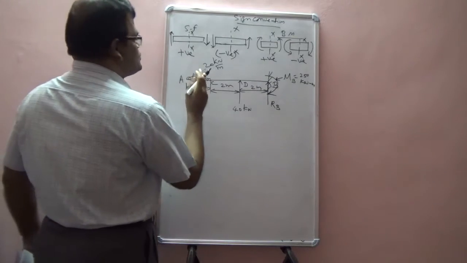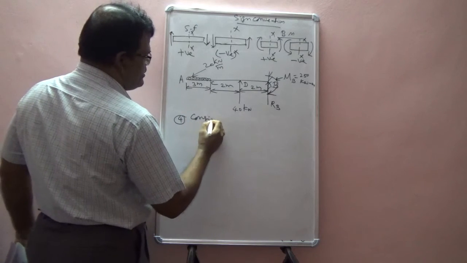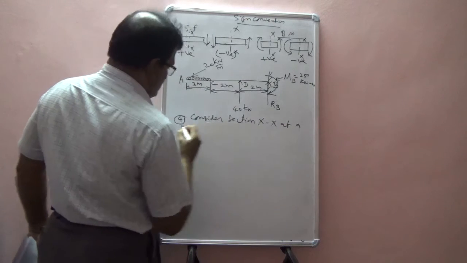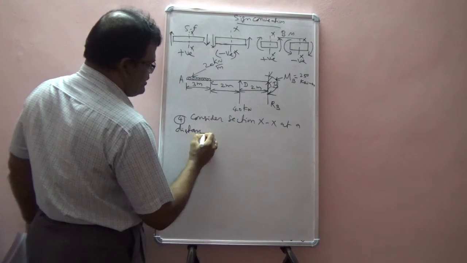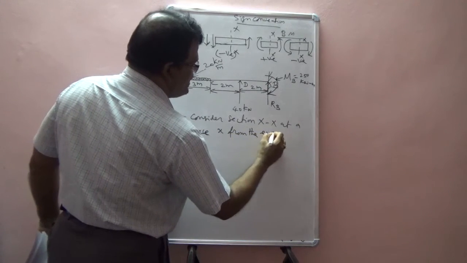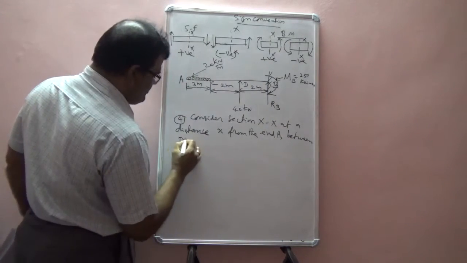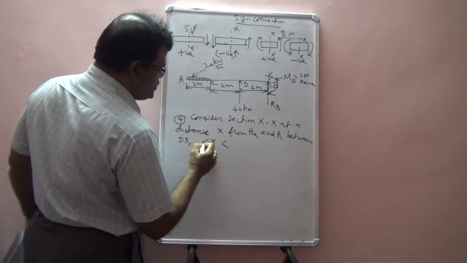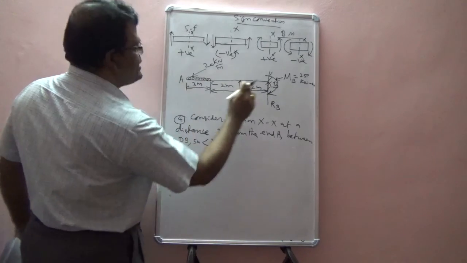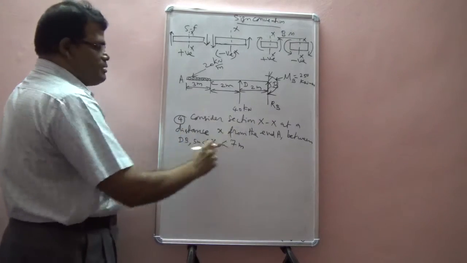So this is the first, second, third, fourth step. Okay, consider section XX at a distance x from the end A, between DB. So what is the x value from end A? D is at a point of 5 meter and B is at a point of 5 plus 2, 7 meter. Okay, so this is the boundary condition.